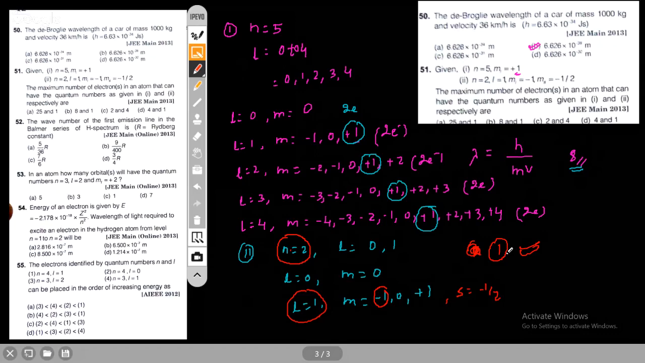Okay, because S value is given, right? S is -half, and the other electron in the same orbital will have S value as +half, right? So if S value is not given, then the number of possible electrons will be 2. So in any orbital in this kind of question, if S value is given, like how many electrons can have these quantum numbers, then the answer will always be 1. One electron can have only one particular value of S. Okay.